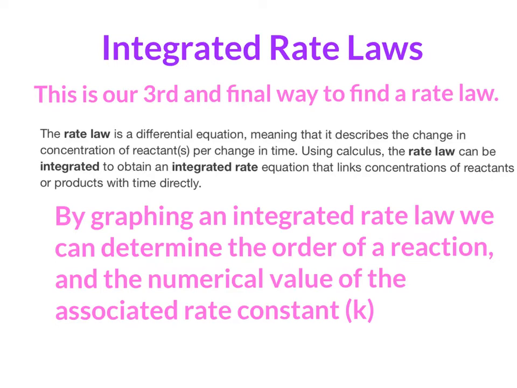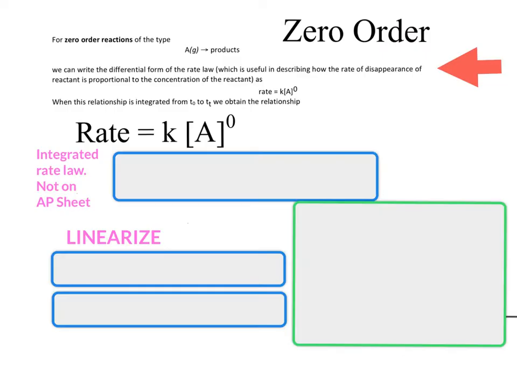That allows us to graph the relationship, and from that graph we can determine the order, and we can also determine the numerical value of K. Today we are going to focus on the integrated rate law for zero order, first order, and second order. Let's begin with the zero order reaction.